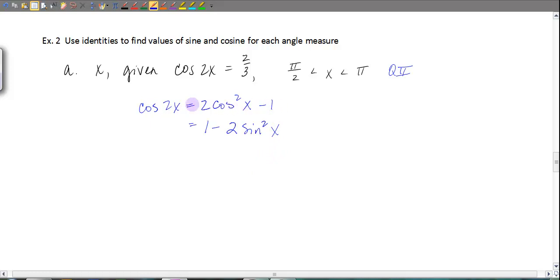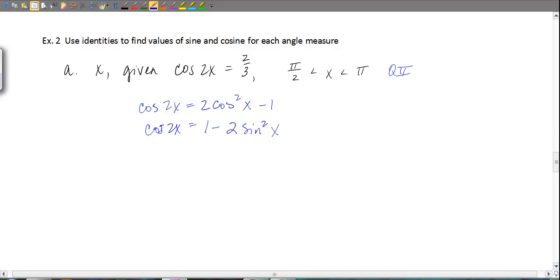The reason I'm doing that is because if I were to choose this first option, I have a 1 already there. I'm going to plug in 2/3 for cosine 2x, and that leaves me 1 unknown. The same thing holds true for this one right here. If I have a 1 that I know of and I can replace cosine of 2x with 2/3, then all I'm solving for is sine squared x. Okay, so I can do that.